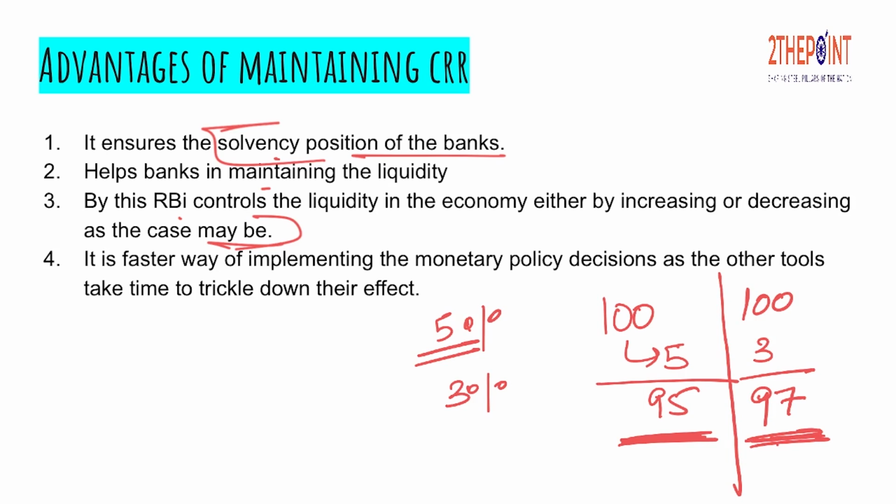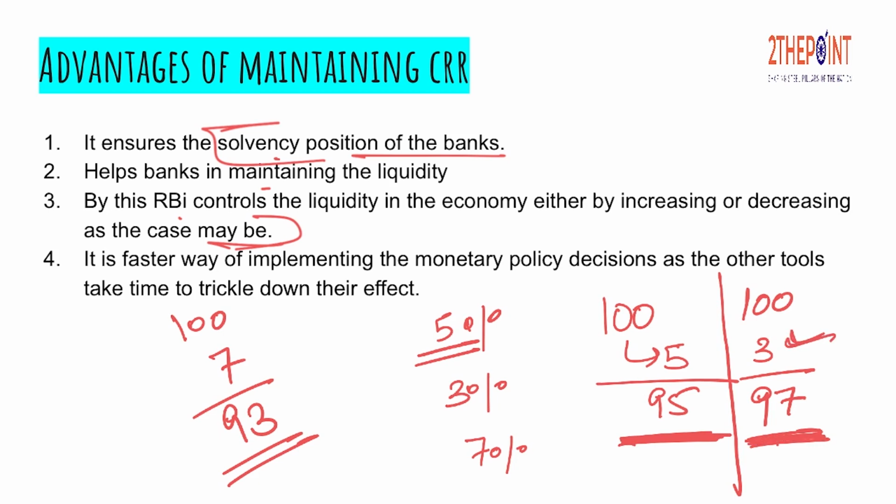Now if RBI wants to suck out the liquidity from the economy, it will increase the reserve requirement, let's suppose to 7%. Now if 100 rupees is coming as deposit, out of that 7% has to be maintained, that makes it 7 rupees, and 93 is left for the bank to create loans. So you can see the effect. Earlier it was 95. When the reserve bank wants to increase the liquidity, it reduces the requirement, so the money left with the bank is more.